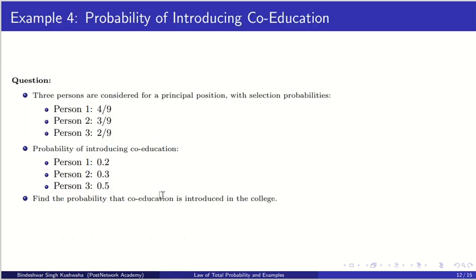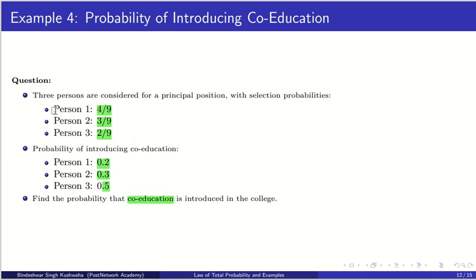So these were 3 examples. Let us see the fourth example. 3 persons are considered for a principal position with selection probabilities: person 1, 4 upon 9, person 2, 3 upon 9, person 3, 2 upon 9. The probability of introducing co-education, if person 1 is selected, is given, and likewise for persons 2 and 3. Find the probability that co-education is introduced in the college.